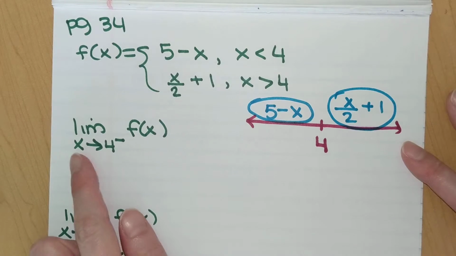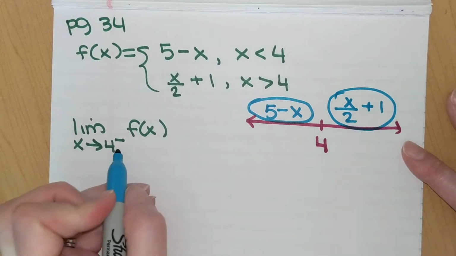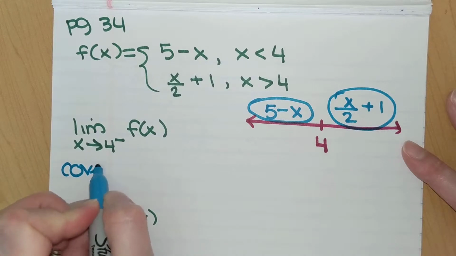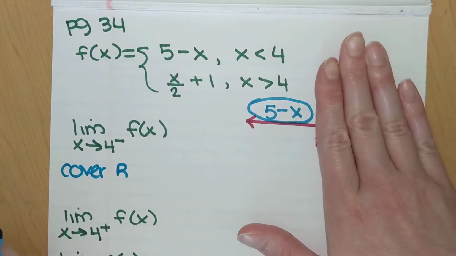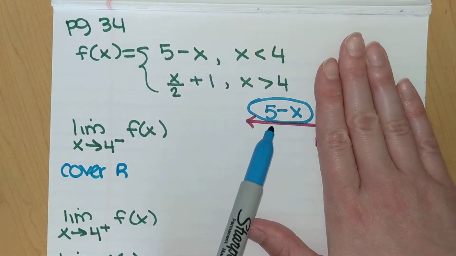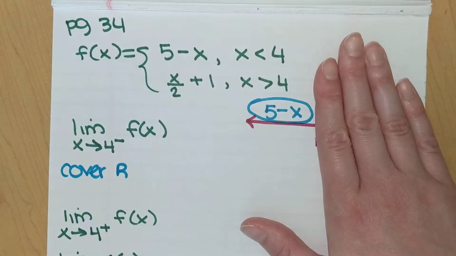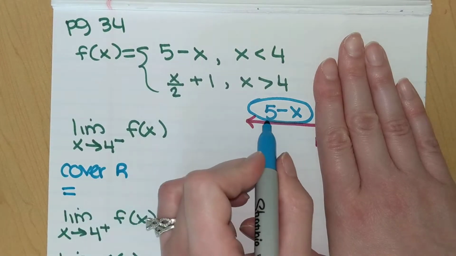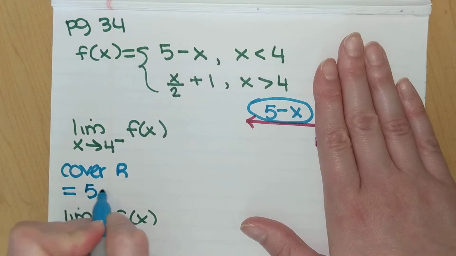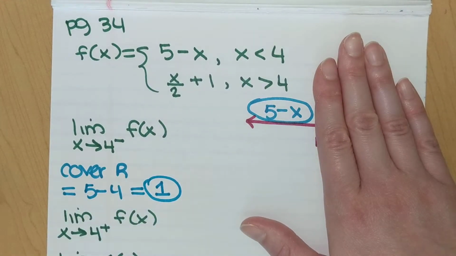All right, so with that visual in mind, we're going to look at the limit as x goes to 4 from the left. So remember that if it's from the left, you cover the right-hand side, right? So if I cover everything to the right of 4, then the function that I'm using is 5 minus x. So this first limit will just be a matter of plugging in 4 into 5 minus x. So I'll have 5 minus 4, and that will give us that our limit is 1.